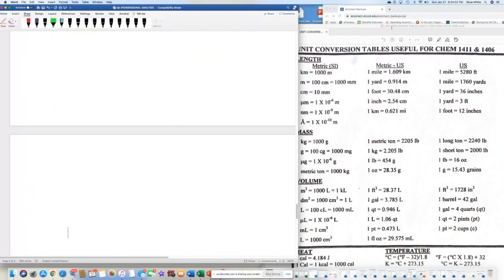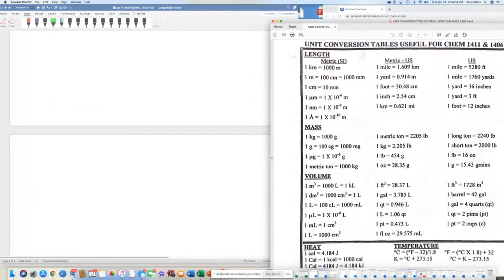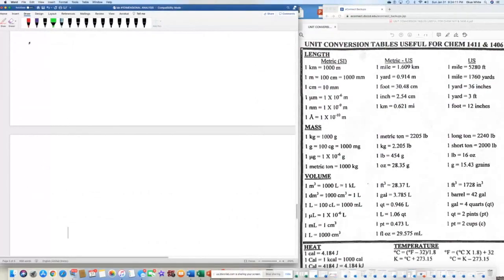Okay, so I came up with some numbers. I just made them up. The first one's gonna be 1405, like the course number of this class. Can you see what I'm writing? I'm trying to move my mouse. 1405. That's the first one. We're going from centimeters to yards.